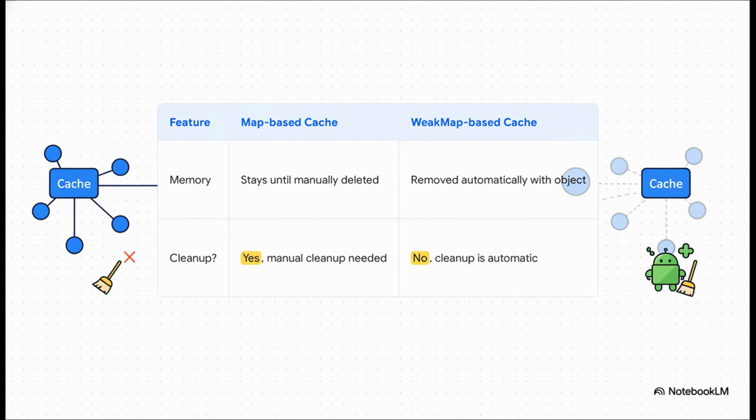Another huge win is for caching. We all know caching is great for performance, but it's also a classic way to create memory leaks. If you use a regular map for a cache, that cached result sticks around forever, clogging up memory unless you remember to go in and delete it. But with a WeakMap, the cache basically cleans itself. As soon as the object you cached the result for is no longer needed, its cached entry just disappears. It's a much smarter, self-managing cache.